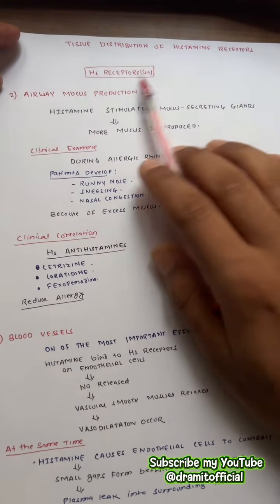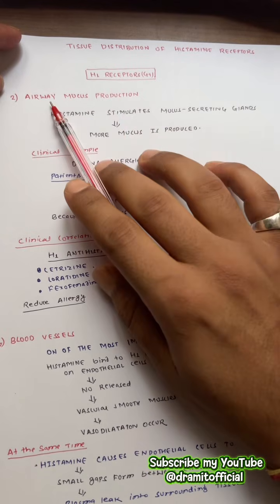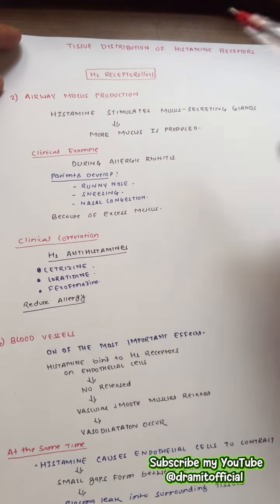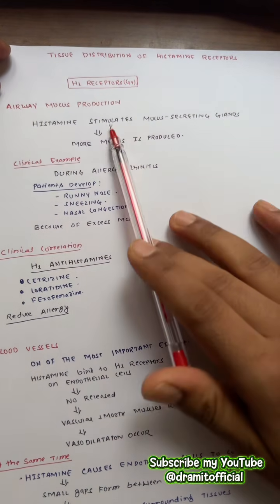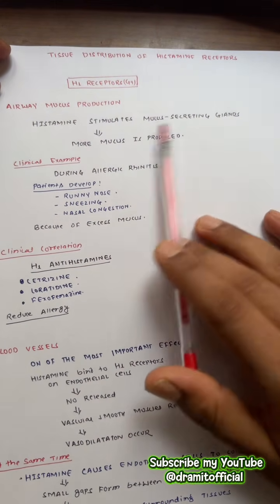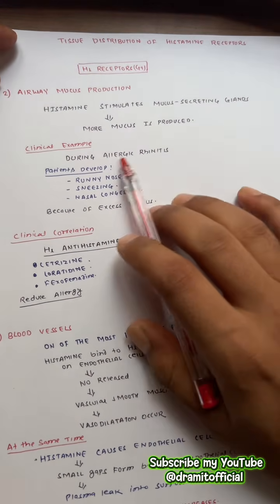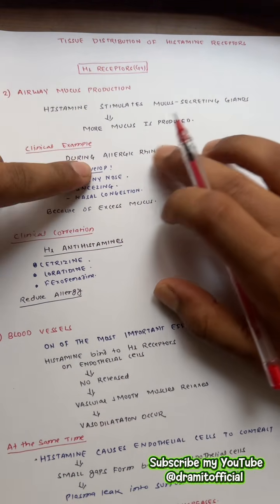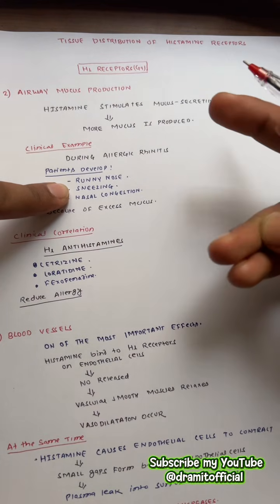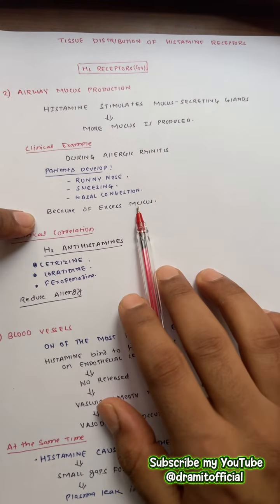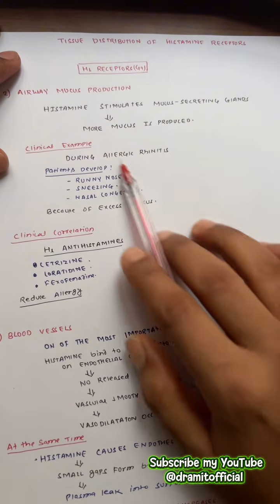Now we'll see how H1 receptor works in the airway. When H1 receptor gets activated in the airway, it increases mucus production. What actually happens? If histamine is released in the body, it will stimulate the mucus secreting glands, and those glands will produce more mucus. Clinically you can see this in allergic rhinitis. The patient will develop a runny nose, sneezing or nasal congestion, and it is all because of the excess mucus, because histamine is stimulating the mucus secreting glands.